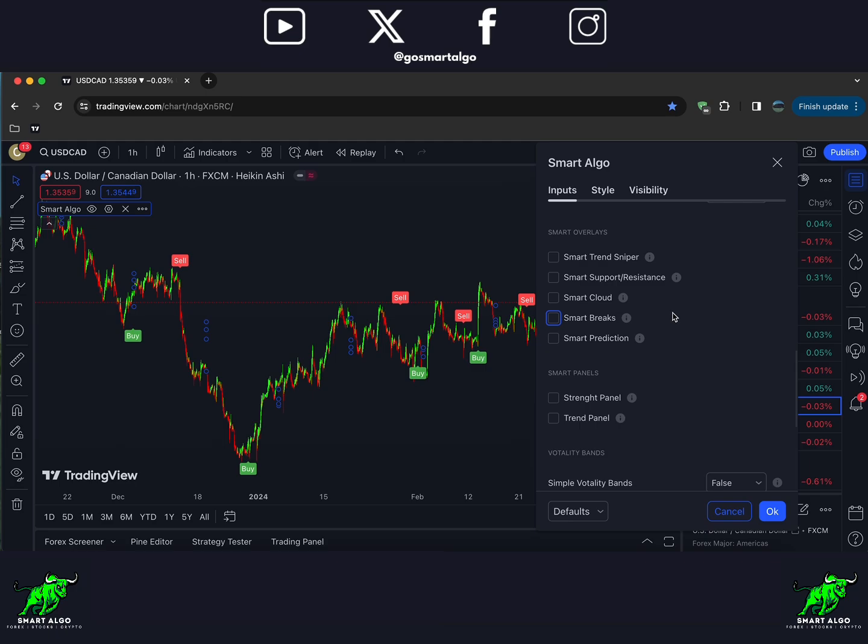So next up guys, we're going to be looking at the Smart Breaks feature. Once you activate the Smart Breaks feature, as you can see over here, it's going to give us precise signals in our chart that identify critical points where the price makes a significant leap up or down. So in this case, down. You're rarely going to see these signals pop up on your chart, but they're super important to take note of.